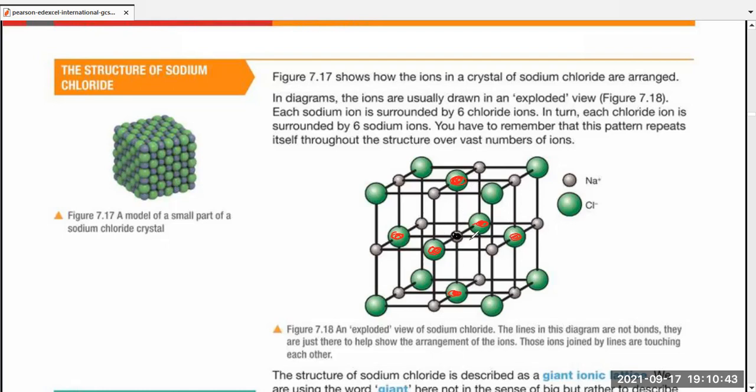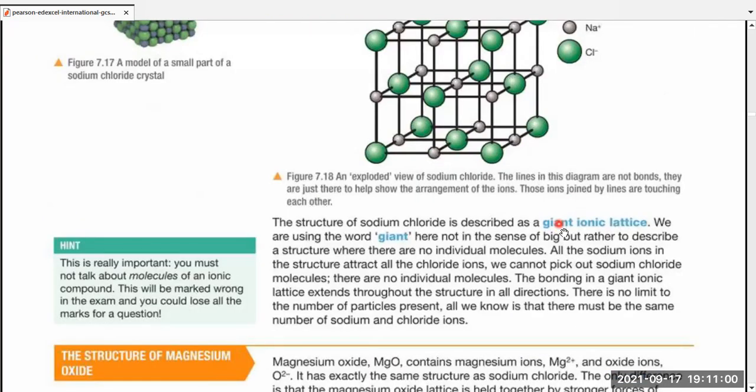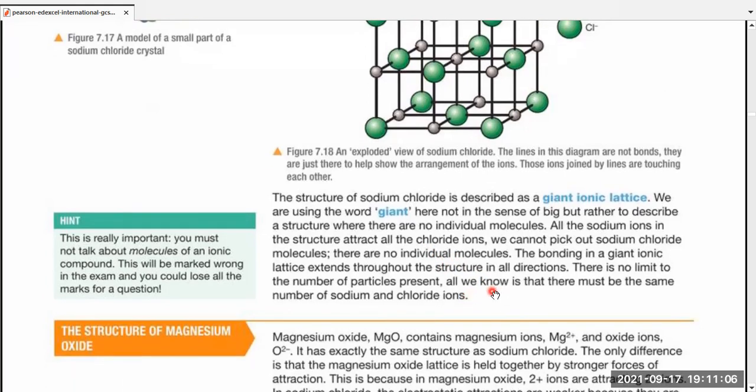And in turn, every chloride ion is also surrounded by 6 sodium ions. So the pattern repeats itself throughout the structure over a vast number of ions, not even counted by millions or billions. The numbers are even bigger, or the mass values even smaller. The structure of sodium chloride is described as a giant ionic lattice.